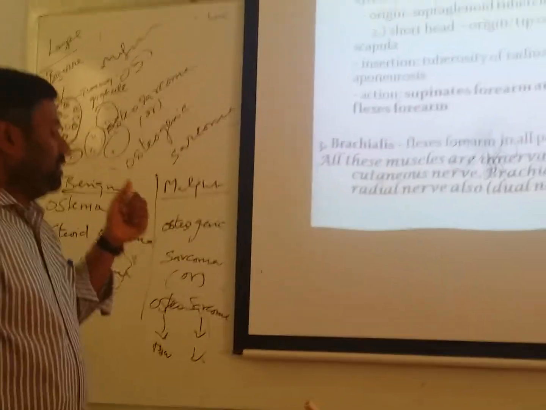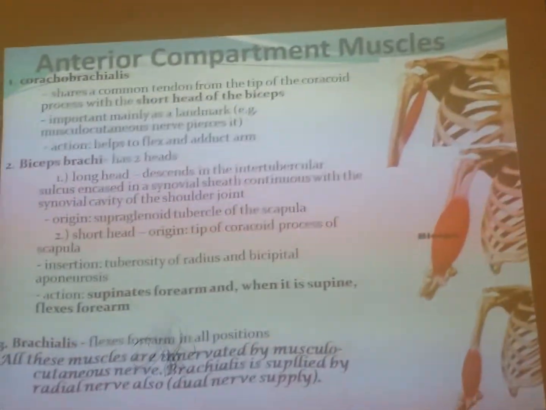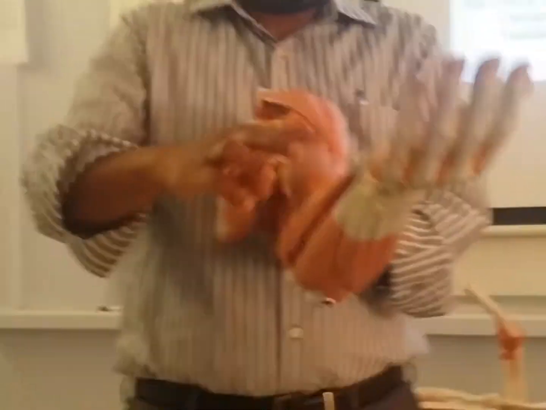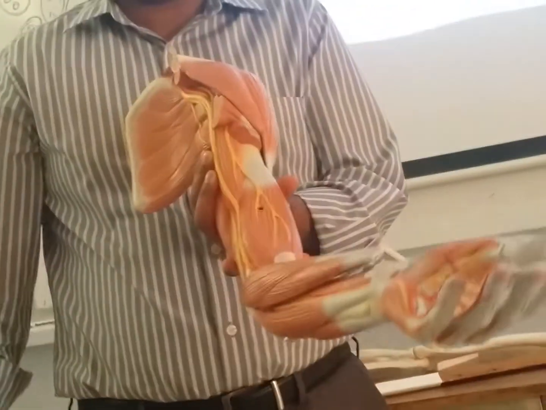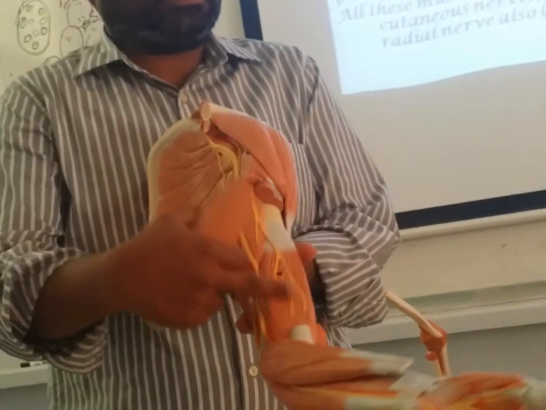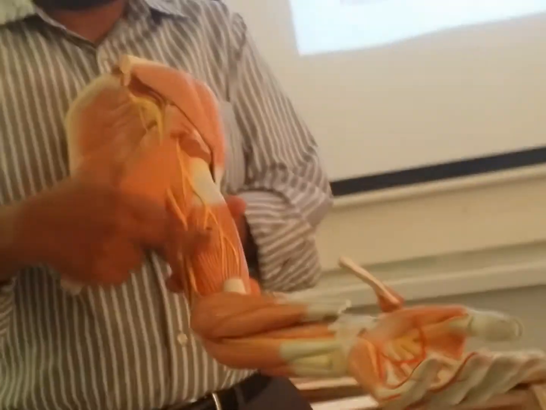So next, go to the other muscle, the last muscle of the anterior compartment, that is the brachialis. So this is the model. This is the biceps. Deep to the biceps you have brachialis. Now I am taking out the biceps to show you the brachialis. This is the brachialis. Musculocutaneous nerve. Brachialis muscle.